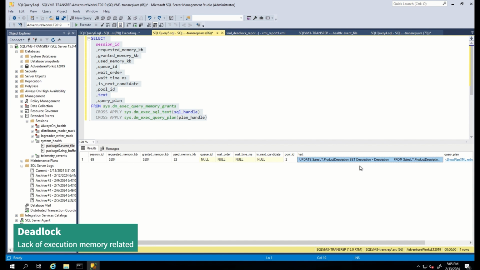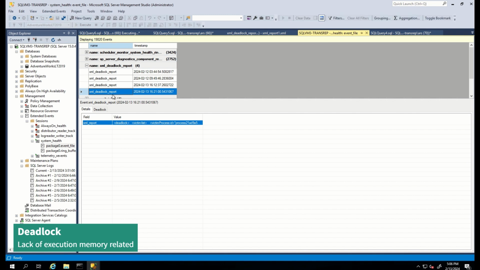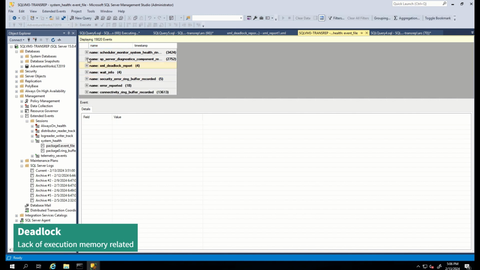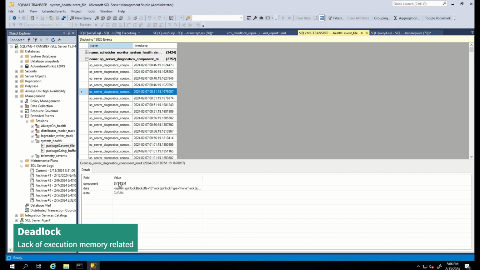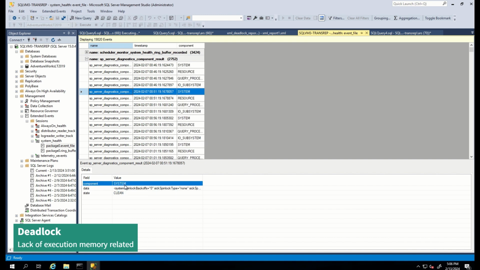If there were any memory grant issue, there would be less granted memory here than requested memory. Okay, very simple to check. This issue does not exist here. Also, this is not our query, as you can see. So, we can conclude that our query did not ask for any execution memory because it did not require it. Therefore, execution memory related deadlock is not related to our case.